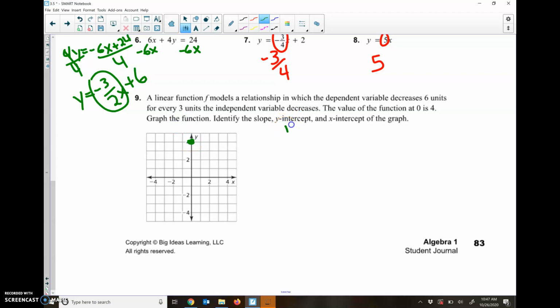So it gives us the y-intercept. It's 4. And it also says that the dependent decreases 6, and then it decreases 3. So that means I'm going to go down 6, 1, 2, 3, 4, 5, 6. And then it says it's decreasing 3, which means to the left 3. So 1, 2, 3. Okay. And so I'm going to draw my line here.